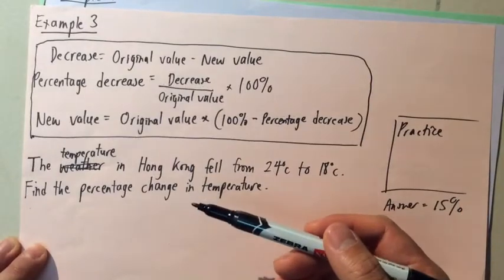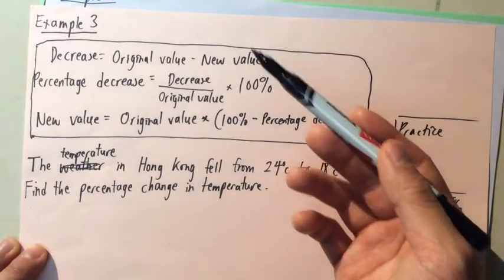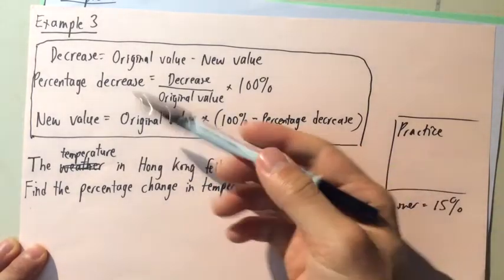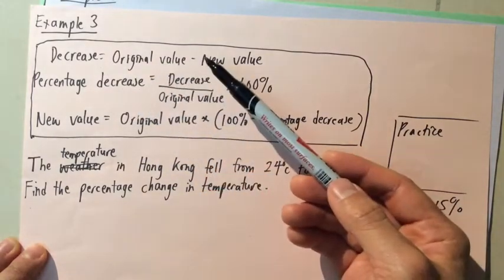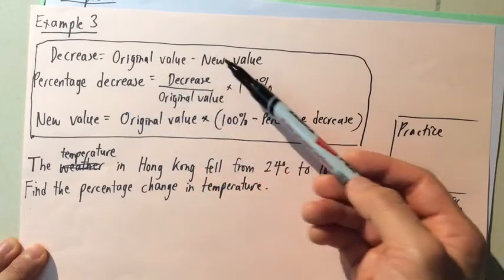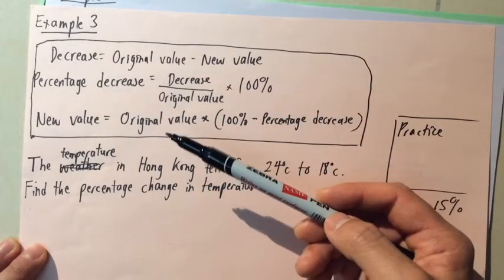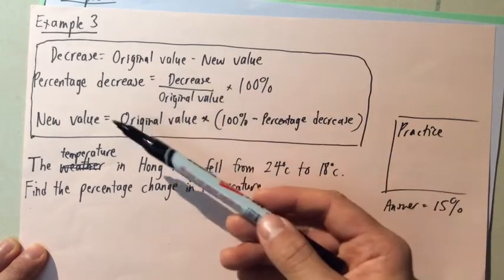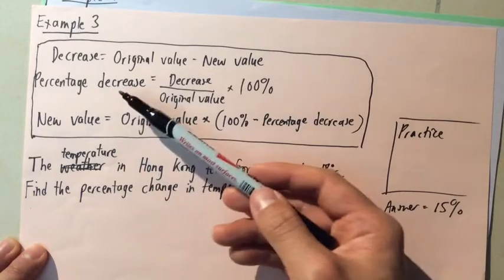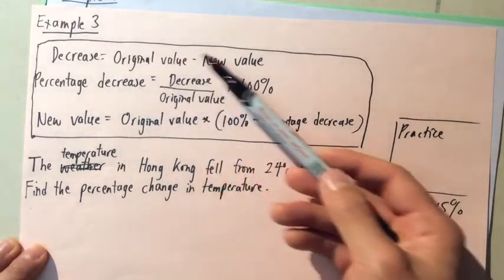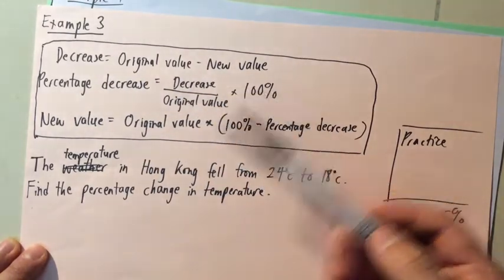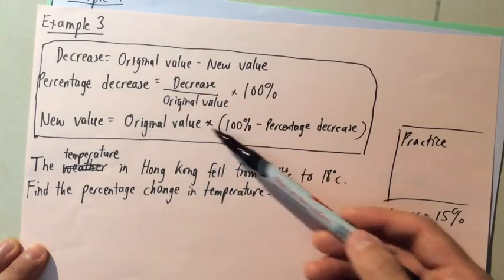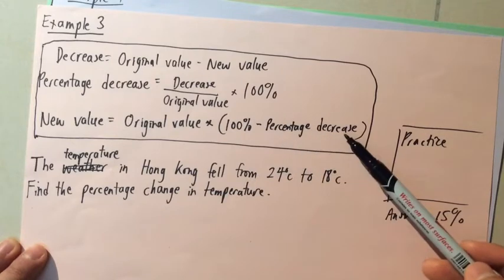Okay, next up, we're going to look at the similar formulas that we just learned, except for percentage decreases. Okay, now the first formula is pretty simple and basic. A decrease is the original value minus the new value. Okay, in this case, the new value should be less than the original value. Okay. The percentage decrease is the decrease, which we find here, divided by the original value times 100%. Or we can also use this formula. The new value equals the original value times 100% minus the percentage decrease.